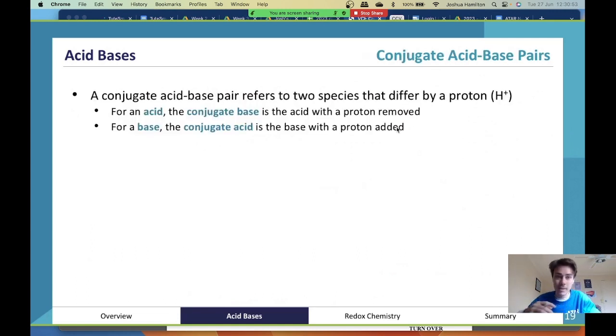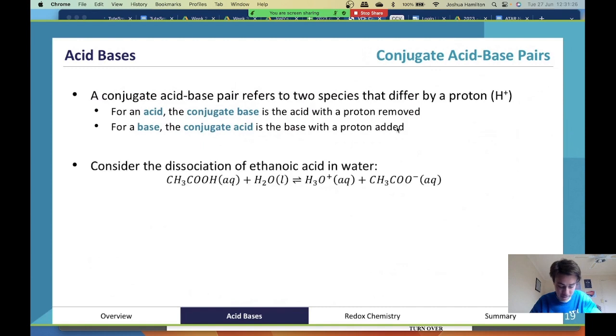A conjugate acid-base pair refers to 2 species that differ by a proton, H plus. For an acid, the conjugate base is the acid with a proton removed. And for a base, the conjugate acid is the base with a proton added. So, what do I mean by this?